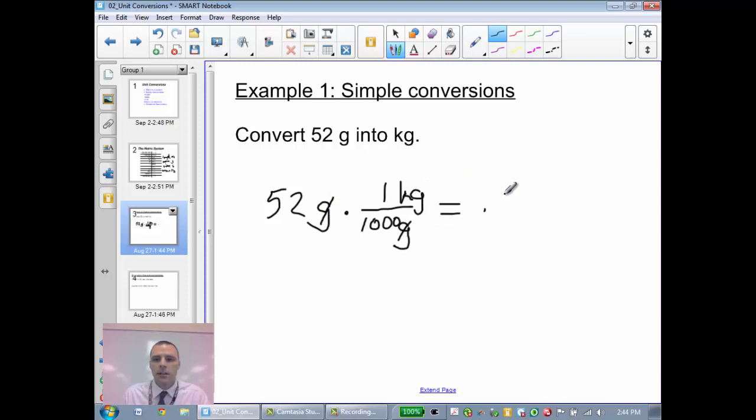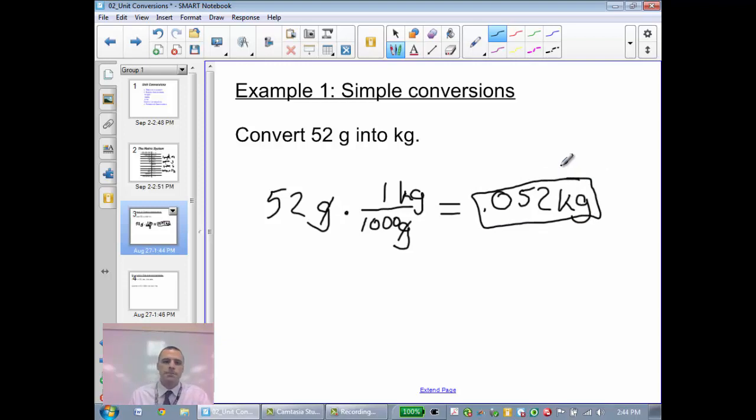So we end up getting an answer of 0.052 kilograms. And I like to box my answers so that they kind of stand out a little bit.